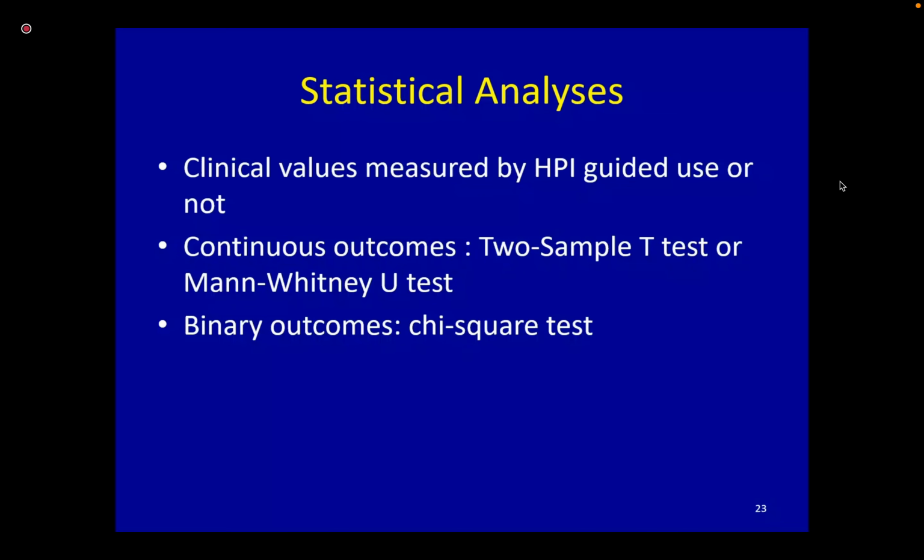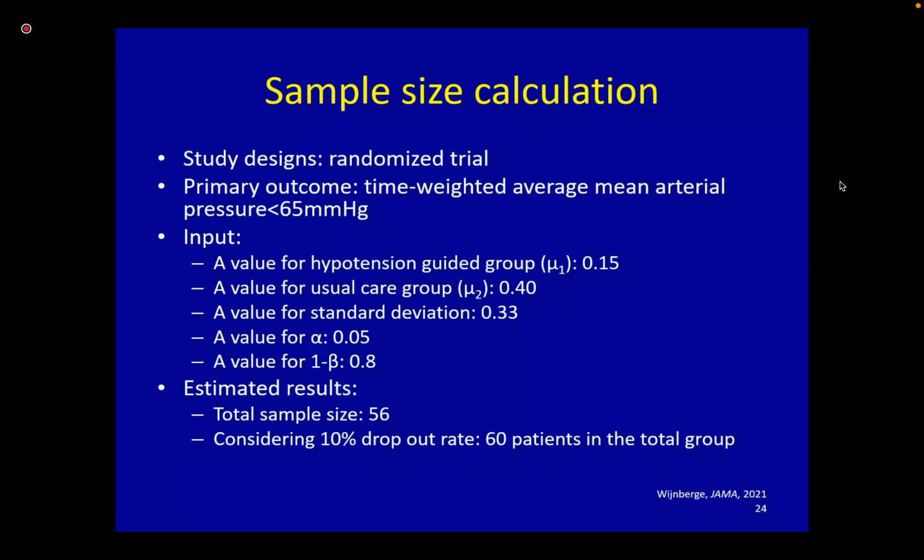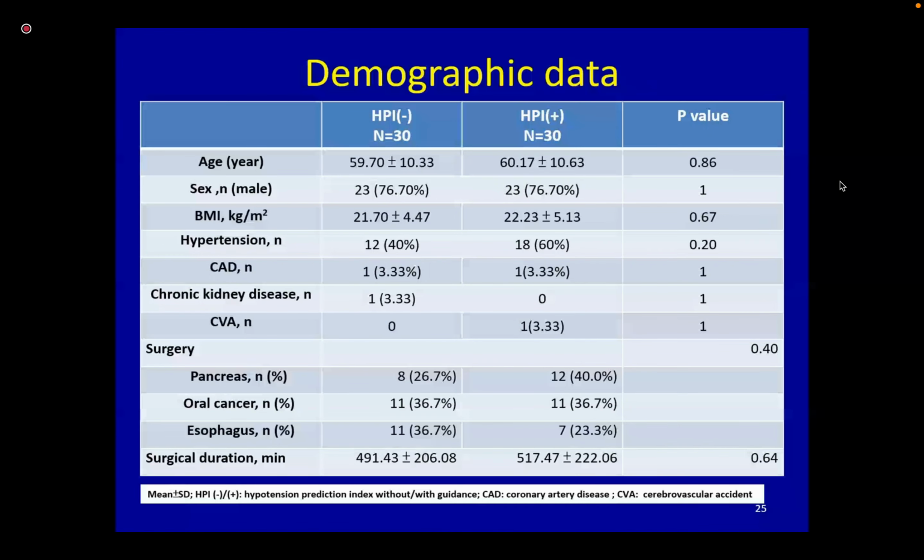This is our sample size calculation. There are 60 patients in total with a 1-to-1 ratio. Here is our demographic data in both groups. No significant difference was shown between the groups. The surgical duration was longer than 8 hours.